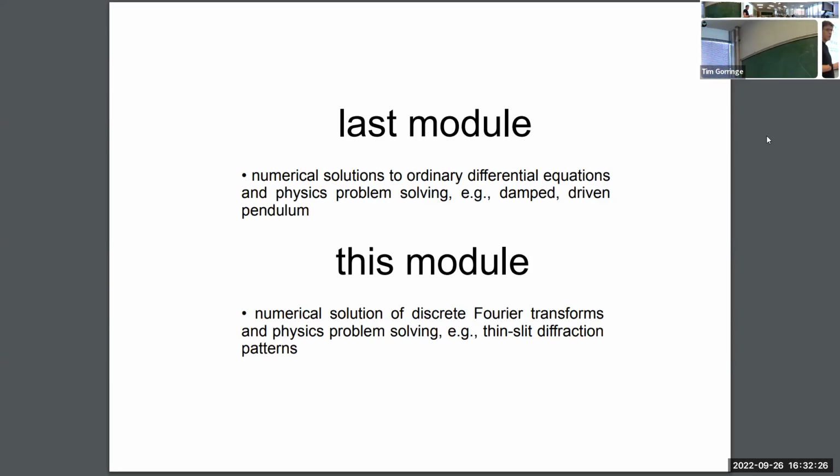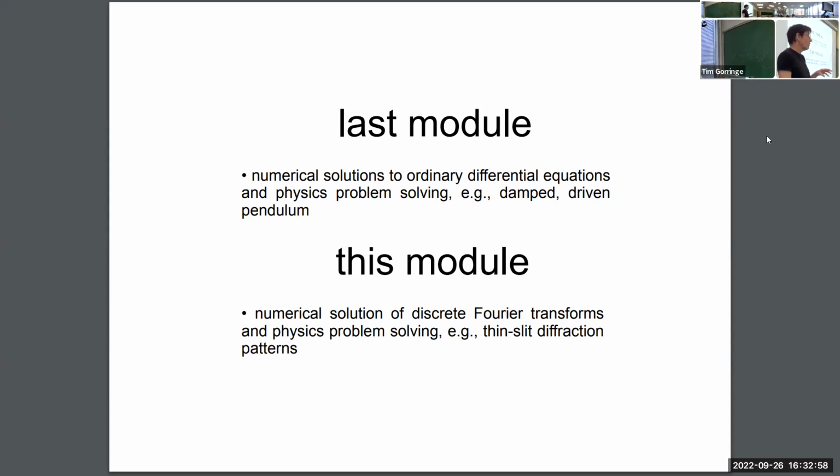The last module we were working on was basically the numerical solution of ordinary differential equations, which is a very big topic in computational physics. We looked in particular at the solution of the damp-driven pendulum. In this module, I want to move on to the numerical solution of Fourier transforms.